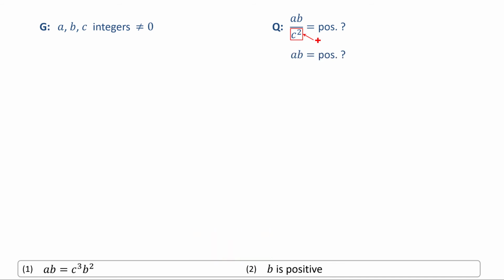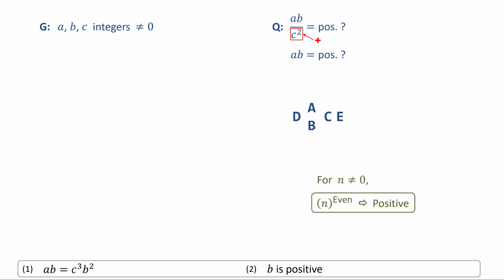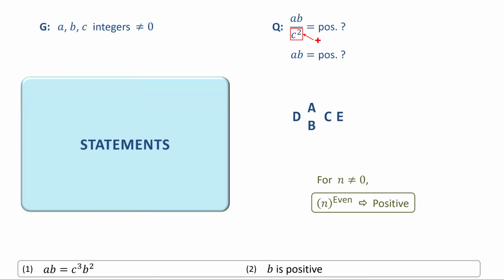By the way, the rule that told us C squared is positive is part of a bigger rule that is worth jotting down. The larger rule says, for n not equal to 0, that means for any number n that isn't 0, n raised to an even exponent such as 2 is positive. Now that we are done with the givens and the question, it's time for stage 3, the DABC grid, and stage 4, the statements.